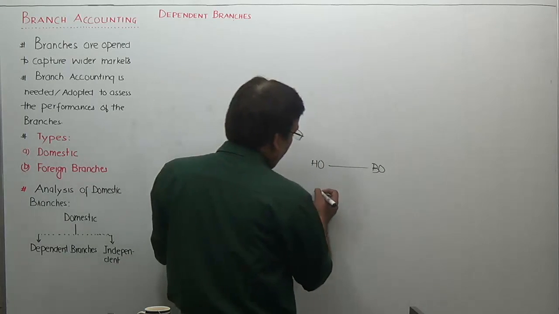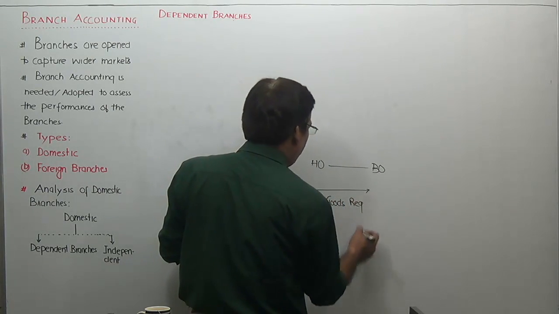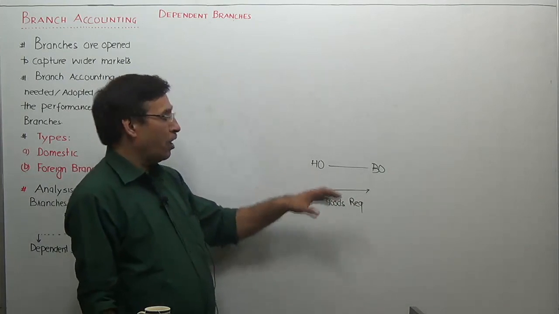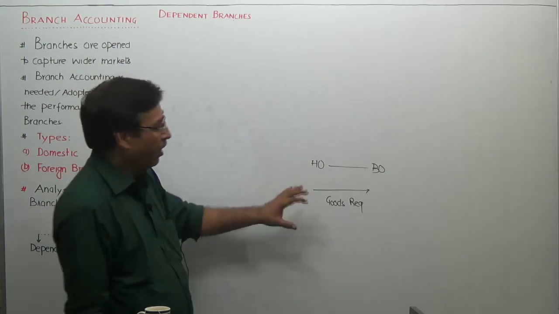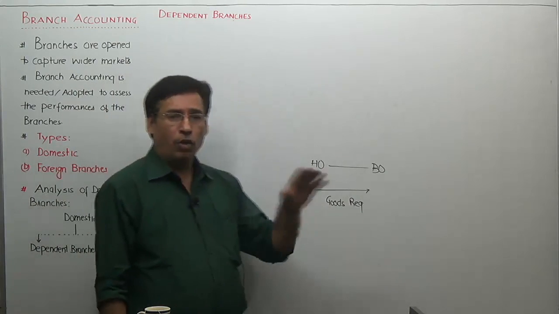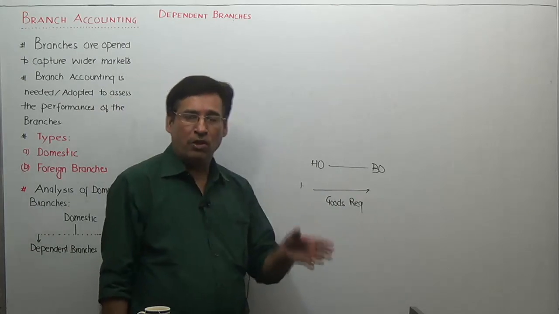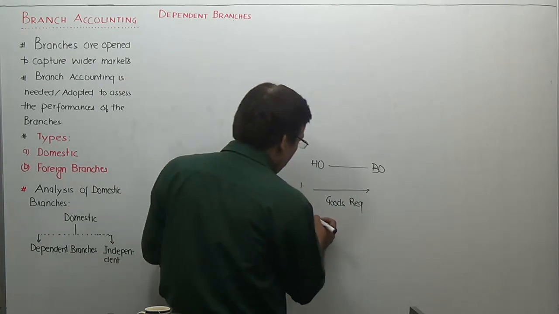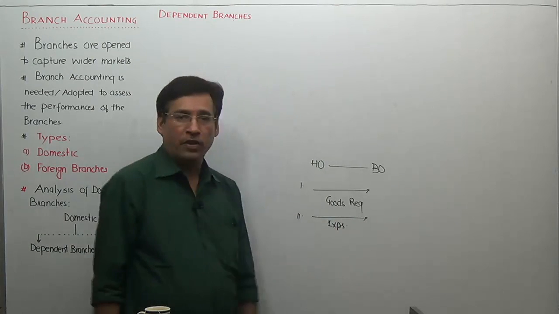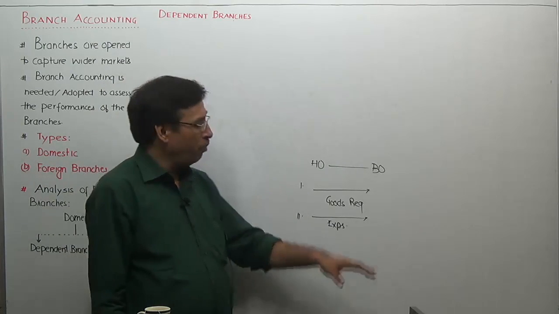See here, it means all the goods requirement of the branch shall be met by head office. We are trying to have a threadbare analysis of complete dependence. That means the branch will not be allowed to purchase any goods of its own. So the branch is completely dependent upon the head office in respect of its goods requirement. Similarly, all the expenses of the branch shall be met by head office. That means the branch need not spend a single penny out of its own pocket. Head office will send the required cash to meet the expenses.